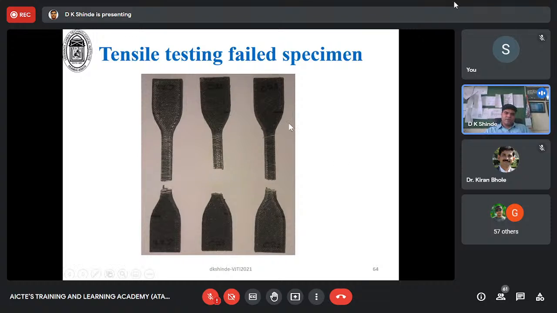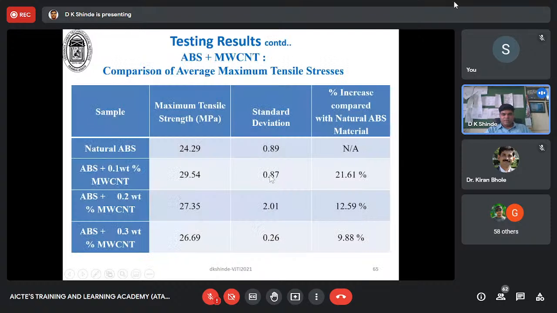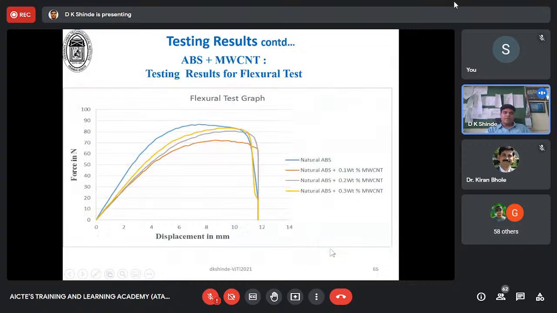A few of those failed samples under the UTM are shown over here. They broke within the gauge length only, sometimes very close to the neck, but within the gauge length all the samples broke properly. That means consistency and curing has occurred, which we can judge from the tensile result. If you compare the tensile strength, 21% has increased, and from the graph roughly 12% has increased with 0.2 and 0.3. It starts decreasing very little.